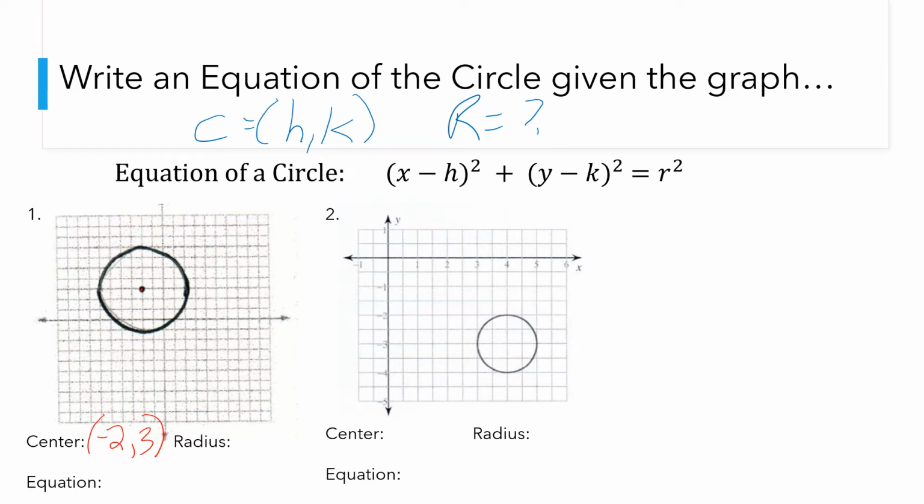My radius, I could just count how far it is over. So it's 1, 2, 3, 4. You could double check by counting vertically as well. That's also 4. So my radius is 4. So my equation would be x plus 2 squared equals 16.